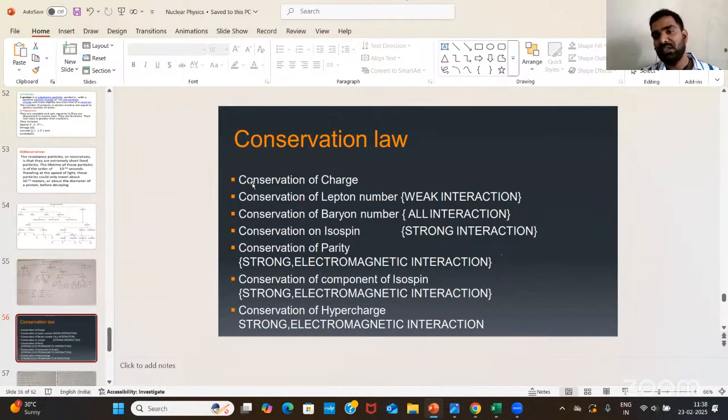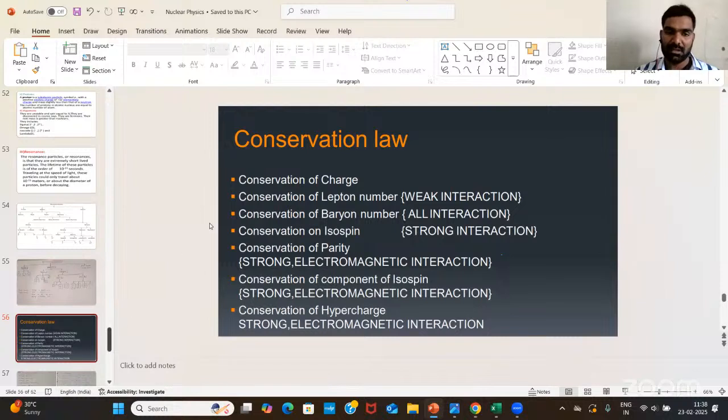So conservation for these elementary particles is done as conservation of charge, conservation of lepton number, conservation of baryon number. Conservation of lepton number occurs in the weak interactions. Baryon number is conserved in all interactions. Conservation of isospin occurs in strong interaction. Conservation of parity occurs in strong and electromagnetic interactions only, not in weak interactions. The component of isospin is conserved in strong and electromagnetic interactions. Conservation of hypercharge is in strong and electromagnetic interactions.